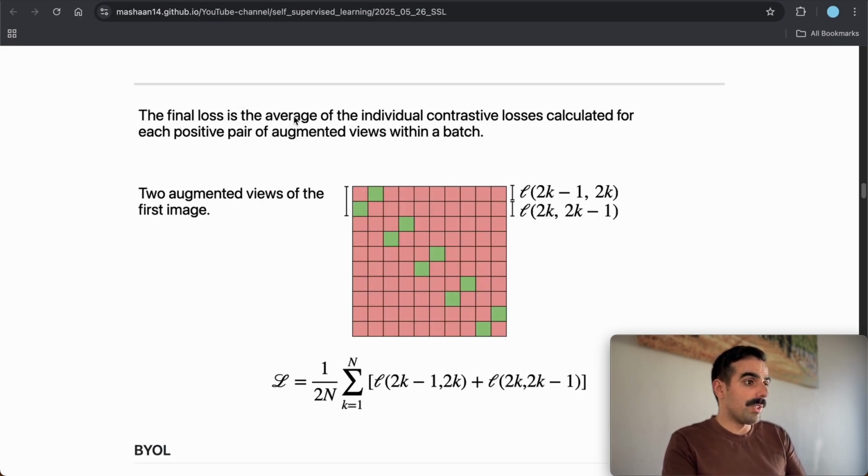So the final loss function is the average of individual contrastive losses calculated for each positive pair of augmented views within a batch. So these will be summed together. So this is the 2 augmented views of the first image, 2 augmented views of the second image, 2 augmented views of the third image, fourth image, and fifth image. So augmented views will be considered as positive pairs. We're computing the individual loss for these, and we're making the final loss symmetric by adding these 2 together.